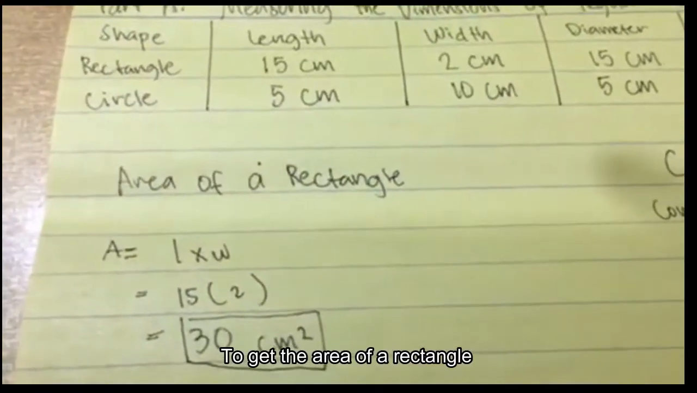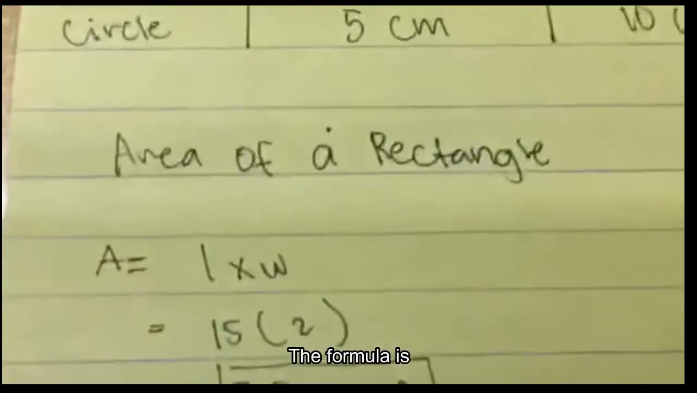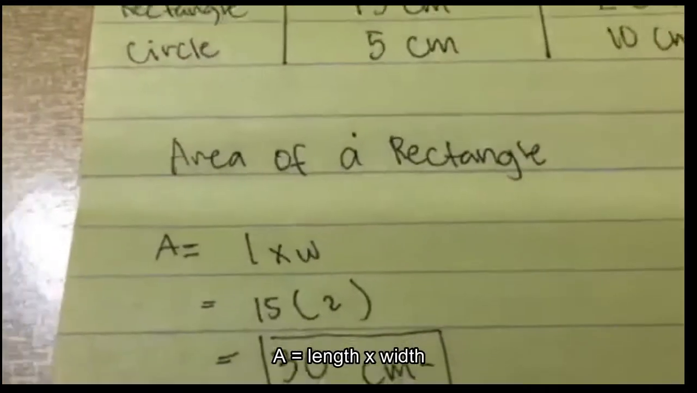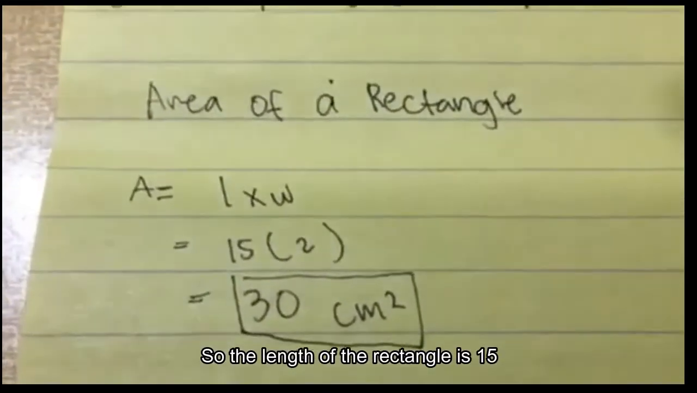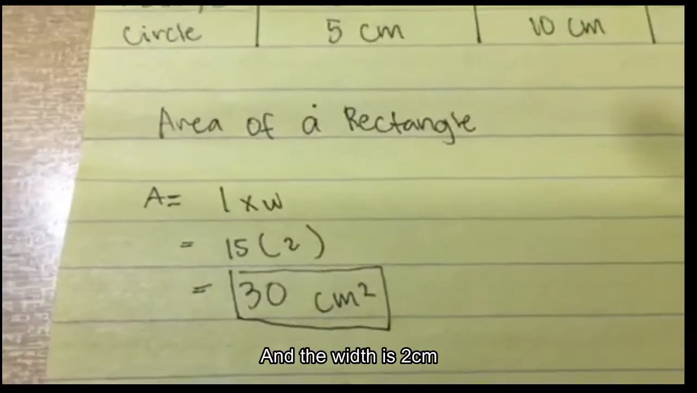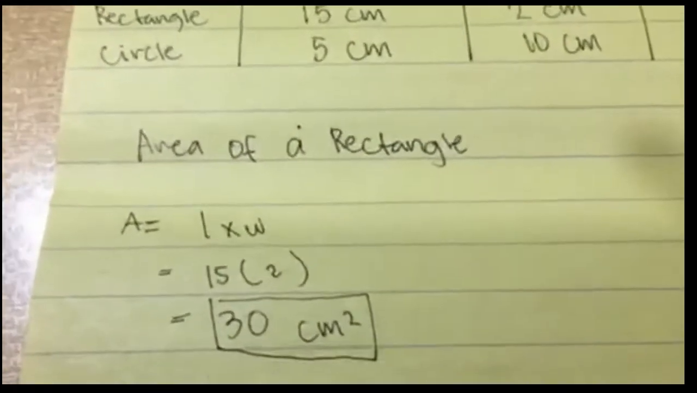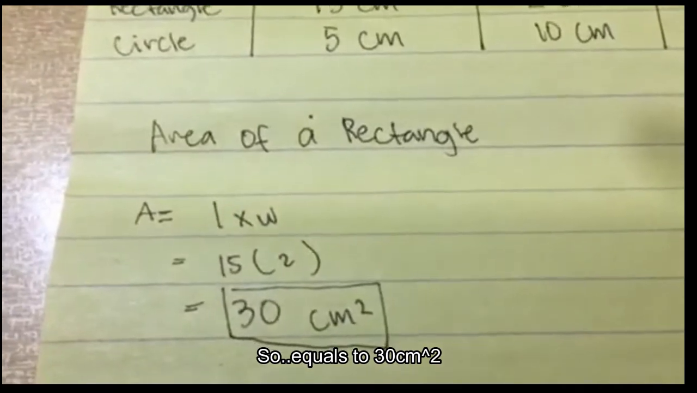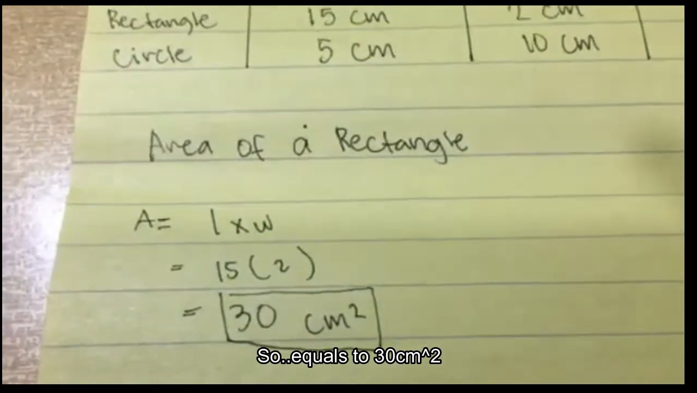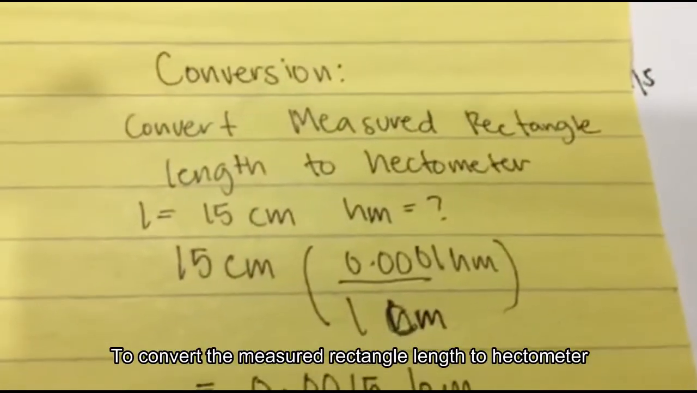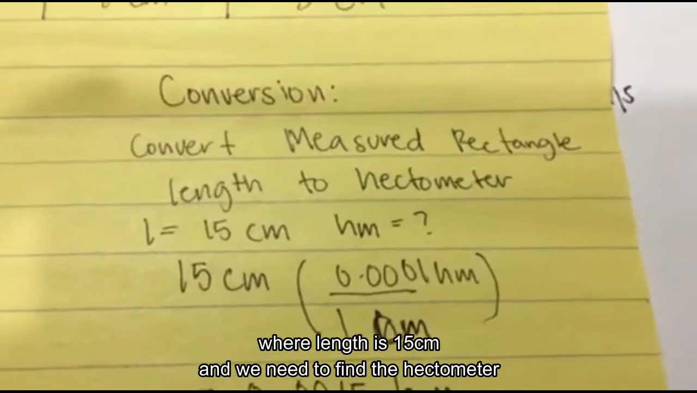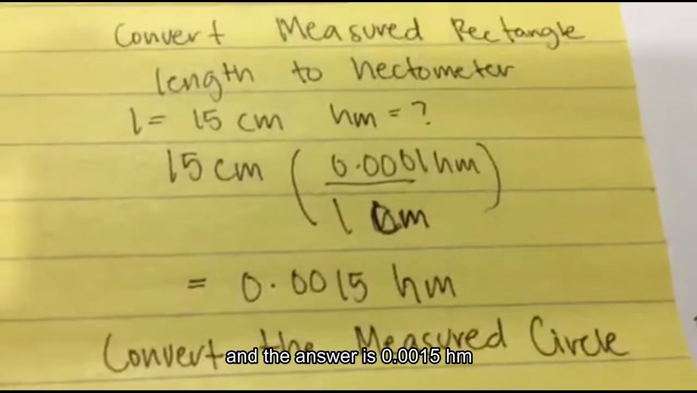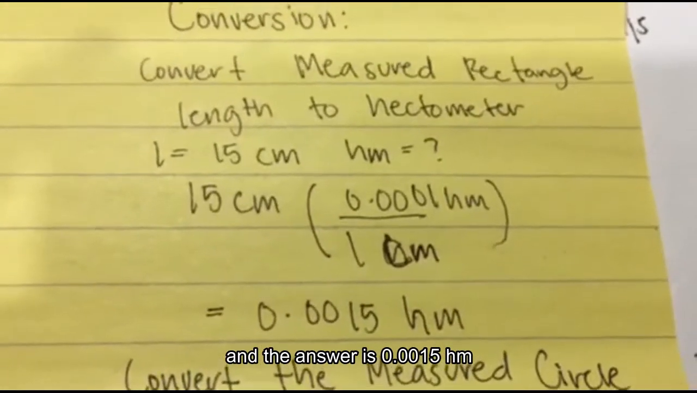To get the area of a rectangle, the formula is A equals length times width. So the length of the rectangle is 15 and the width is 2 centimeters, so it equals 30 centimeters squared. To convert the measured rectangle length to hectometers, where the length is 15 centimeters, the answer is 0.0015 hectometer.